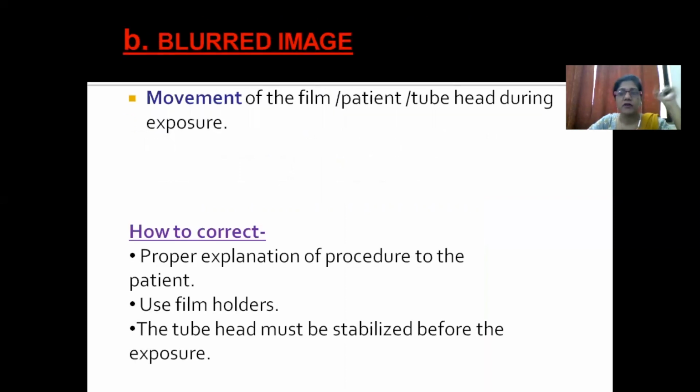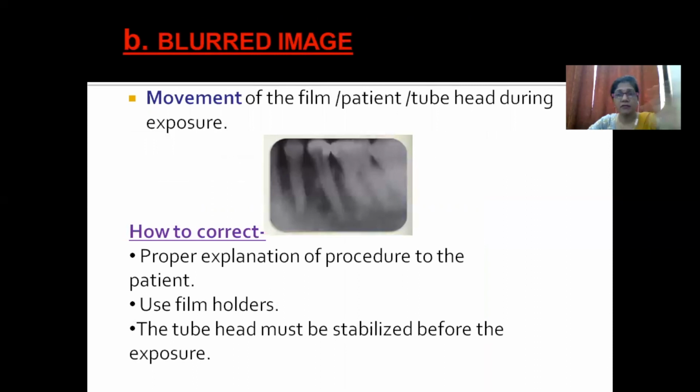Then blurred image. We have all seen blurred images; blurring is when the image is not clear or the borders are not sharp. Movement of the film, patient or tube head during exposure makes the image blurred. Now, how to correct? Proper explanation of the procedure to the patient. We have to explain to the patient, not in detail, but a brief explanation is mandatory. Then use a film holder that will avoid slippage of the film. The tube head must be stabilized before the exposure. Again, it should not be held either by the patient or by the operator; it should be stabilized by itself.